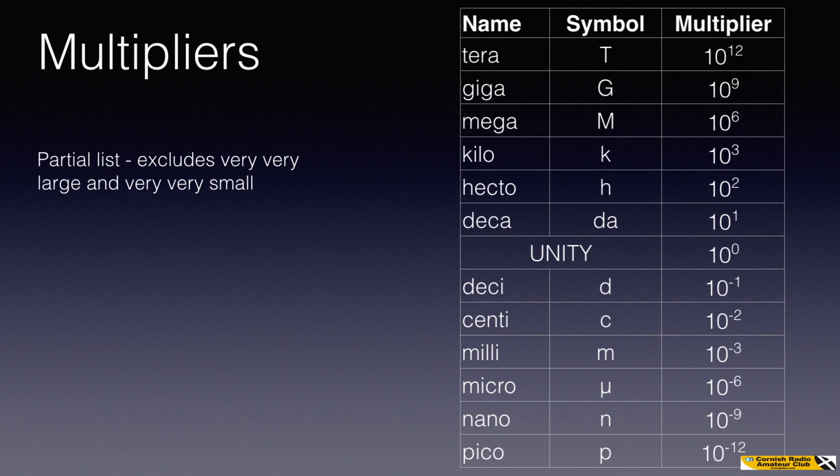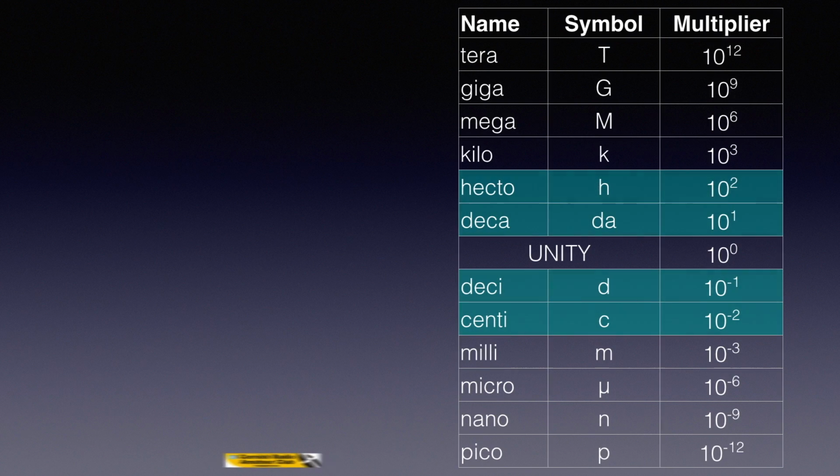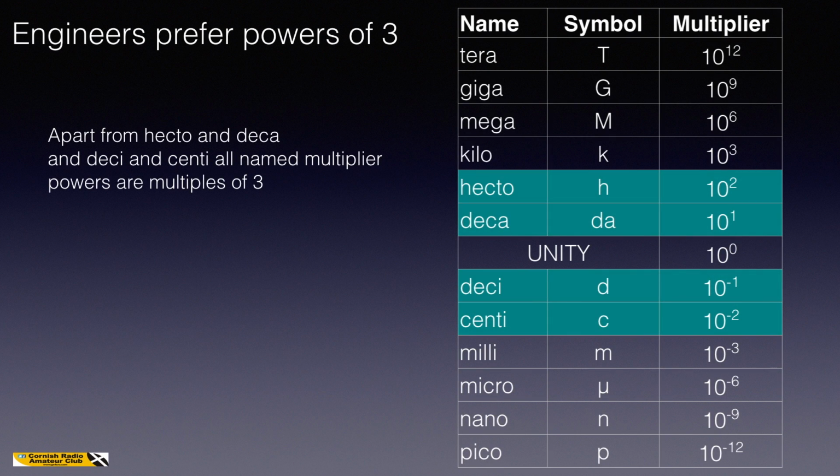So engineers tend to prefer powers of 3 for the multipliers. You can see there, for example, hecto and deca, and you can see that the multiplier is 10 squared and 10 to the 1. So, for example, a decameter is 10 meters, and a hectometer is 100 meters, and a kilometer is 1,000 meters. And you won't hear engineers talk in terms of hecto or deca. Similarly, you won't hear them often talk in terms of deci and centi.